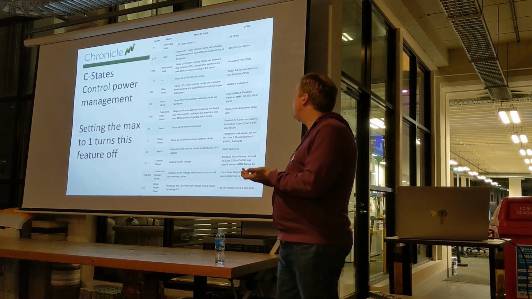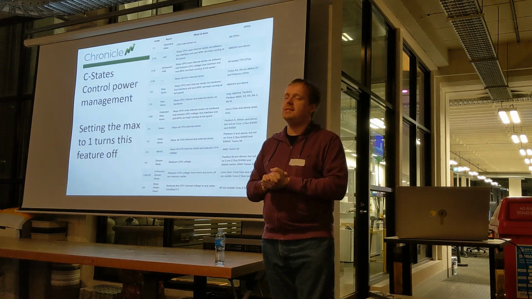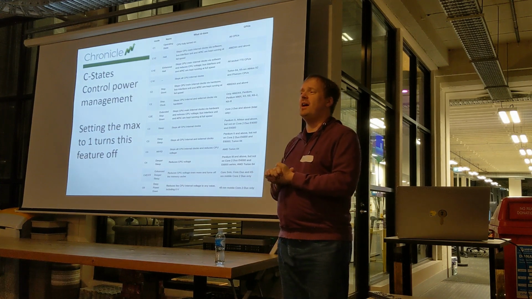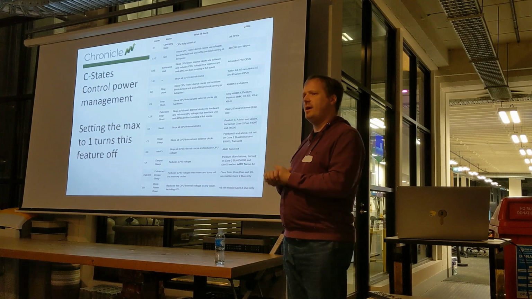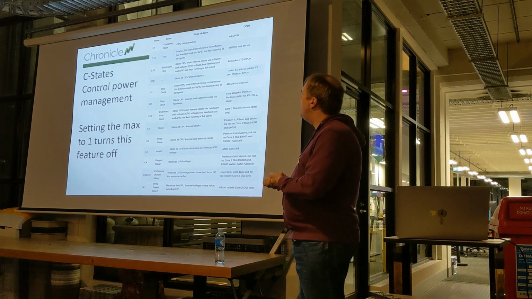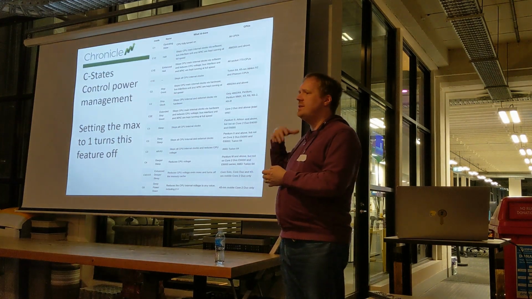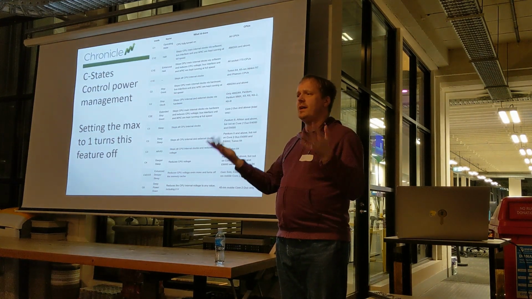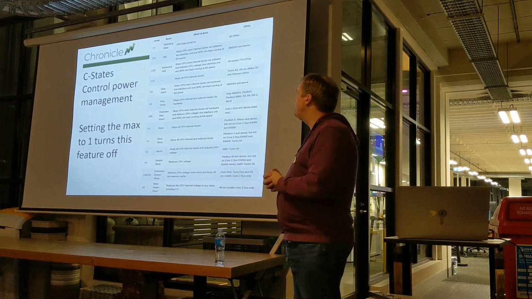Another thing we do is turn off C states. C states allow your computer to save power by switching between different states of power consumption. When it's in state 1, the CPU is fully turned on, all the caches are turned on, and it's running at highest voltage to run as fast as possible.